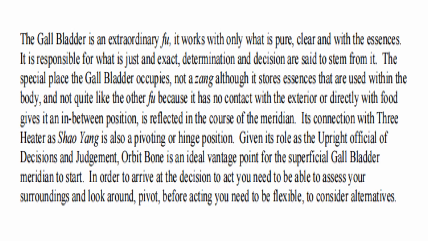The special place the gallbladder occupies, not a zang, although it stores essences that are used within the body, and not quite like the other fu, because it has no contact with the exterior or directly with food, gives it an in-between position. This is reflected in the course of the meridian. Its connection with the triple burner, as Shaoyang, is also a pivoting or hinged position. Given its role as the upright official of decisions and judgment, the orbit bone is an ideal vantage point for the superficial gallbladder meridian to start.